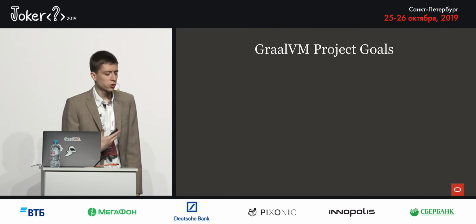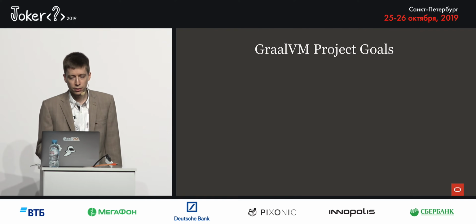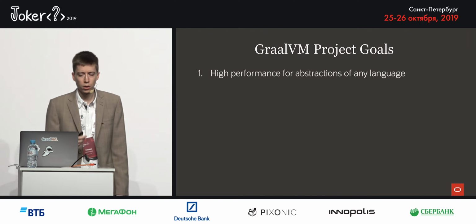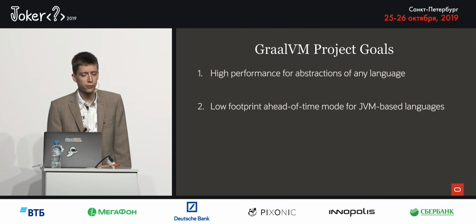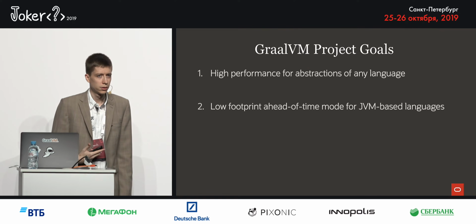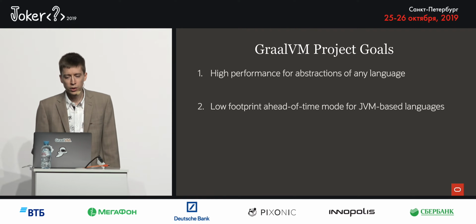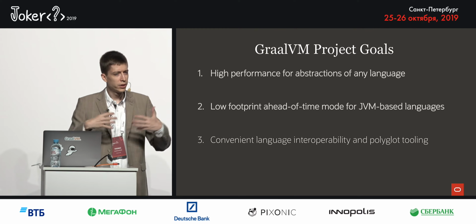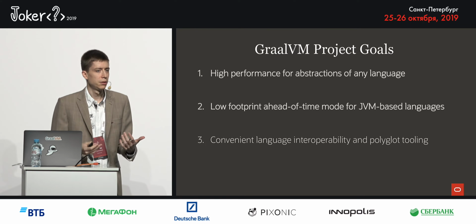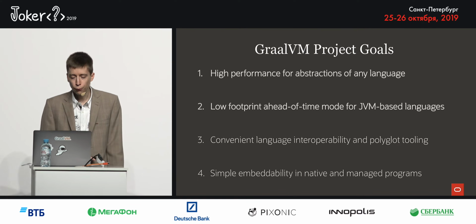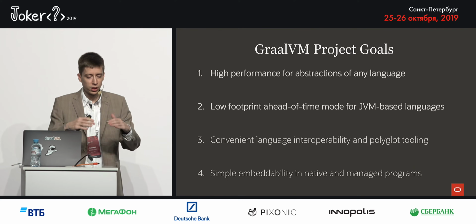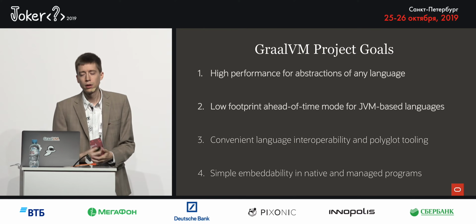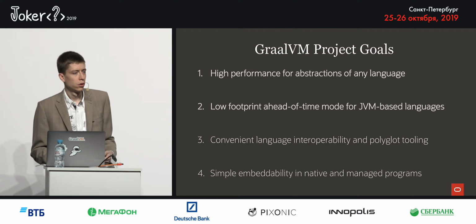The project goals laid out in a little more detail: first, high performance for abstractions in any language. That's goal number one. Goal number two is low footprint and an ahead-of-time compiled mode for JVM-based languages. This is the native image part. Number three is to have these languages not just all run on GraalVM, but also play together nicely, so you can use language interoperability between them. And goal number four is to allow the GraalVM virtual machine to be embedded in other platforms and programs, like the Oracle database, or like Node.js, or any runtime you like.